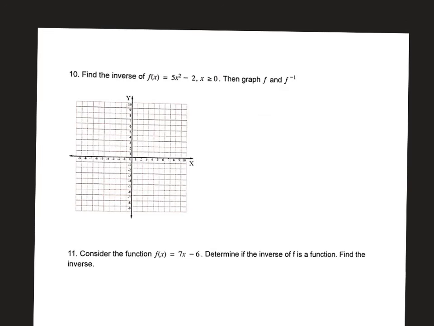All right, number 10. 10 says find the inverse of this. So the same thing I just did. It's the exact same kind of problem. Switch your x and y. So I'm putting the x where the y was. Put in the y over here. And I'm trying to isolate the y, get the y by itself.